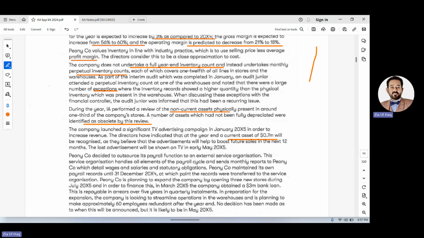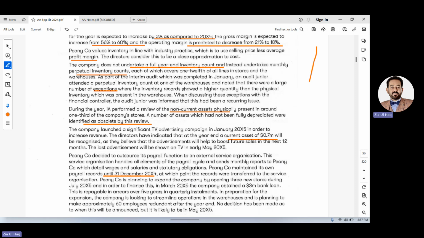Service organization means any external accountancy firm will prepare their payroll. This service organization handles all elements of the payroll cycle and sends monthly reports to Peony company, which detail wages and salaries and statutory obligations. Peony company maintained its own payroll record until 31st December 20x4. Till 31st December 20x4, they were preparing payroll within the company.